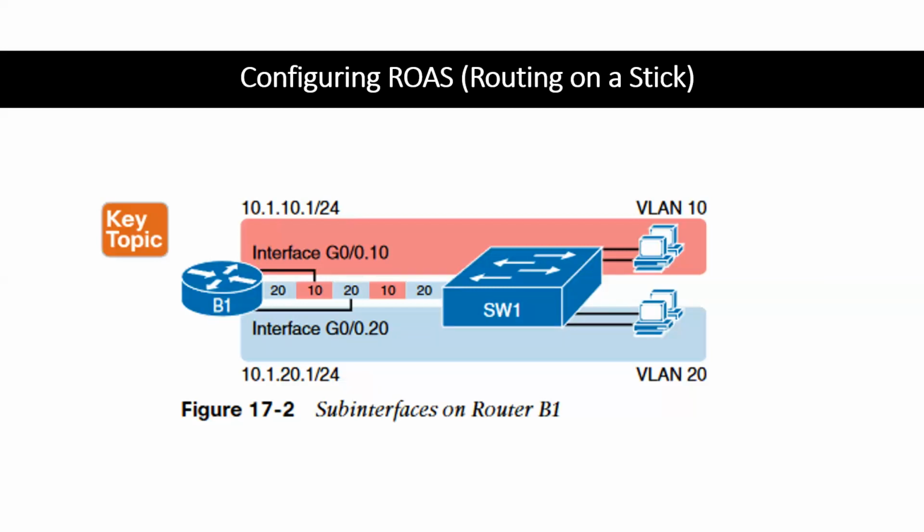So that's when they created the technology, ROAS, or router on a stick. We can have one physical cable going from the switch to the router. And what is it doing? Because what do trunks do? They carry multiple VLANs on a single link. You understand? And so they enabled that layer 3 device to participate in trunking, in that layer 2 technology.